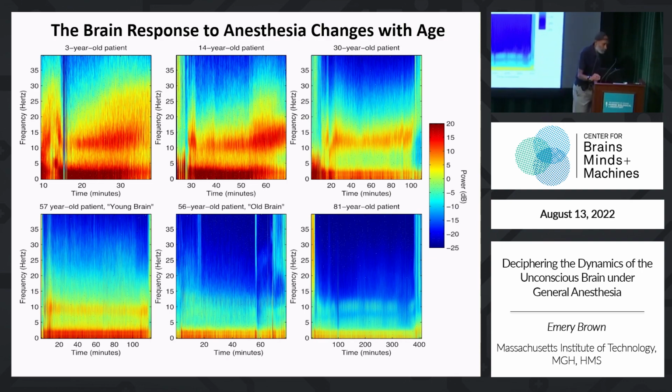Patients who have neurodegenerative disorders certainly have quite diminished EEGs also. So the fact that some sort of pathology or aging would be associated with a change in EEG seems very plausible. Question here? I was wondering, you mentioned that for the older brain you would need less anesthesia.